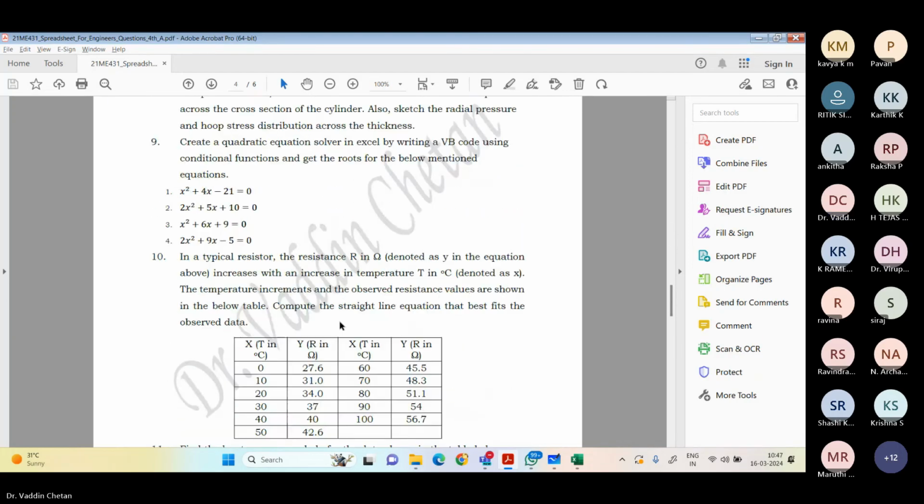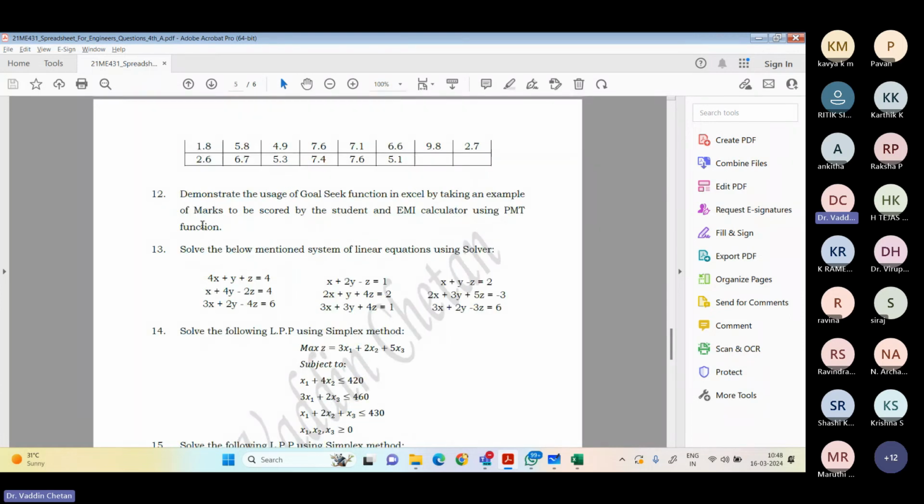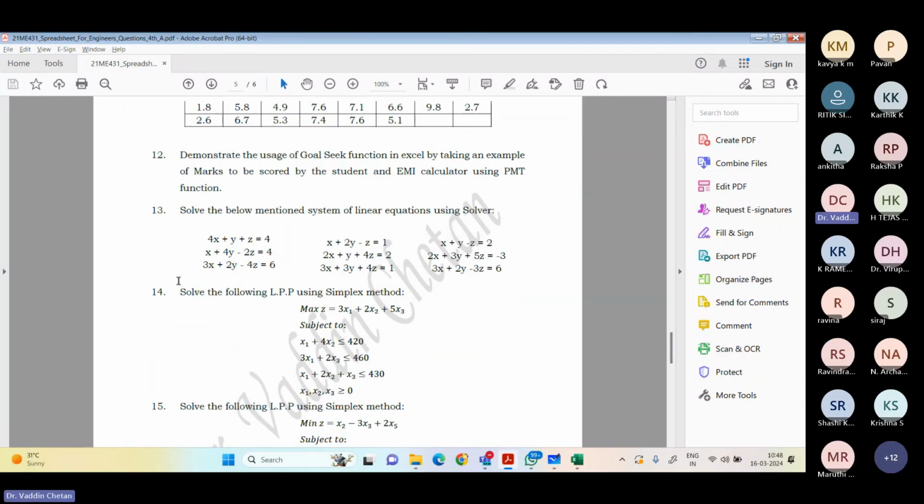Right? Now let me move on. This goal seek is very simple, which I have already demonstrated in the class, right? No need to repeat it again. Now, let me move on to solving a system of linear equations using solver.